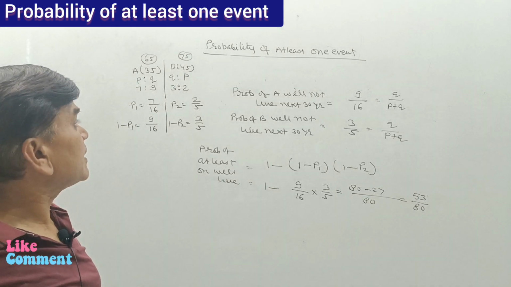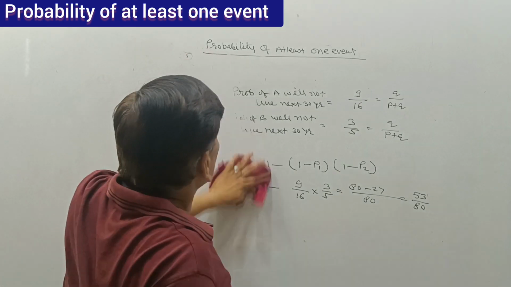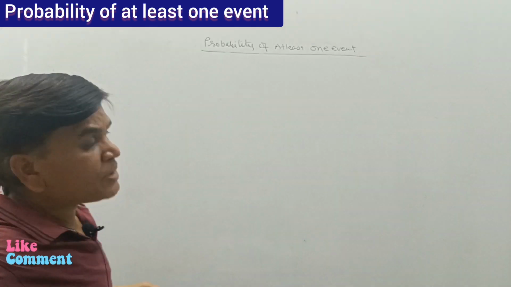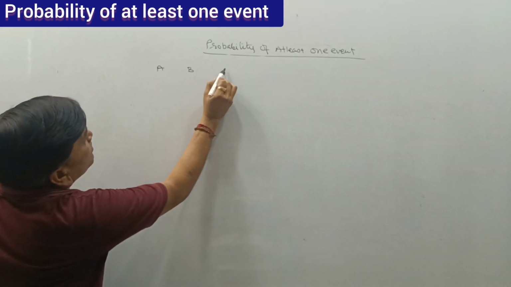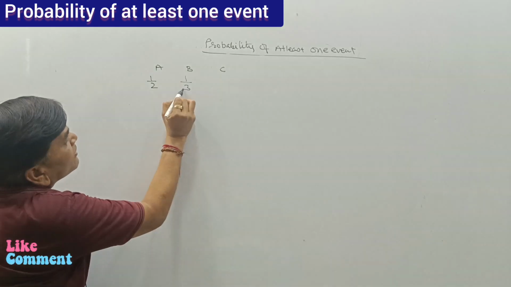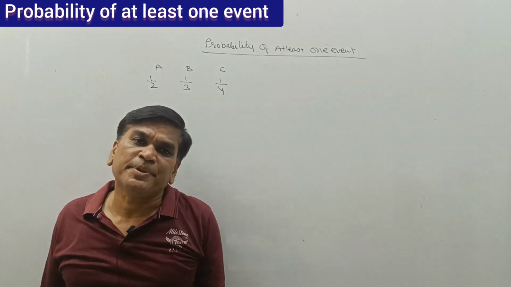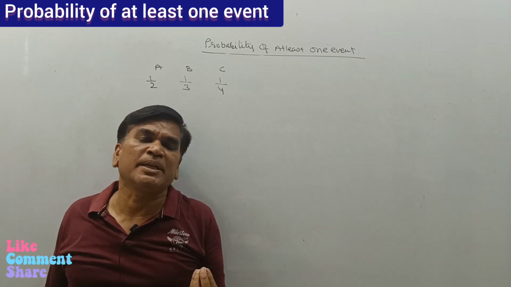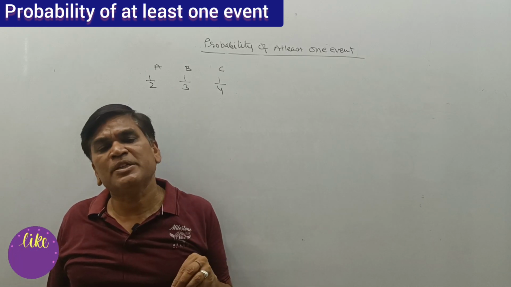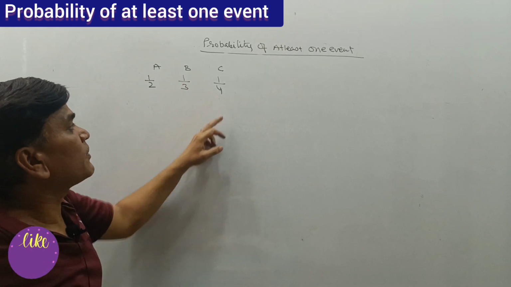One more question related to this. A question of statistics is given to 3 students A, B and C. The probability of solving by A is 1 by 2, the probability of solving by B is 1 by 3, and the probability of solving by C is 1 by 4.